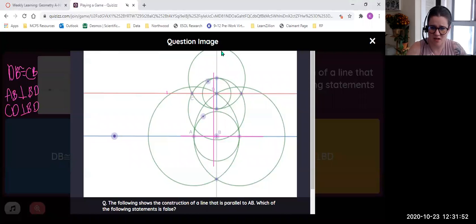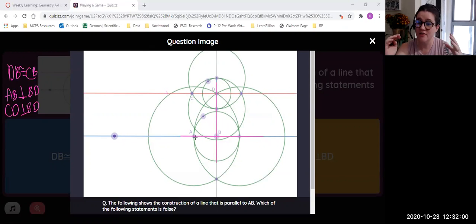I don't think it lets me do that. I'm going to do it again. But yes, it is. These two are perpendicular. That's how they created this parallel line. They did two perpendicular lines. So we could test that out, but I know from this drawing that that's the case.